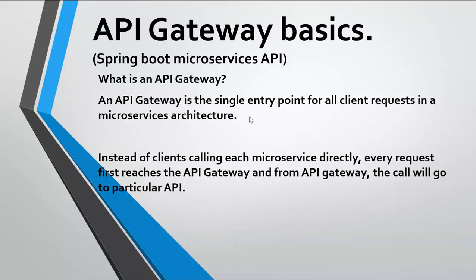So, as written here, an API gateway is the single entry point for all the client requests in a microservice architecture. I have explained already that in a microservice architecture, we'll have an extra layer, that is the gateway layer, and we'll discuss what the benefits of all those things are. Instead of the client calling each microservice directly, every request first reaches the API gateway, and from the API gateway the call will go to the particular APIs.